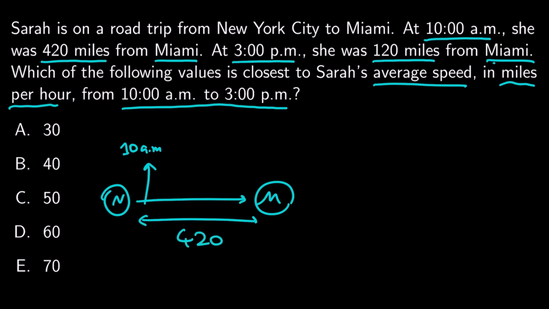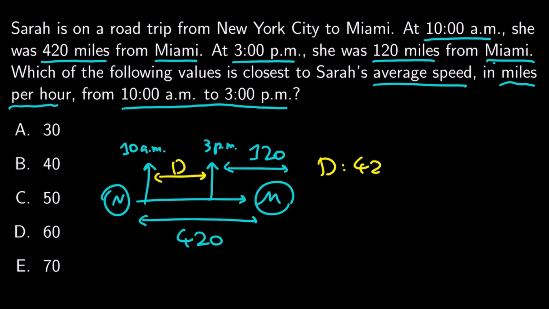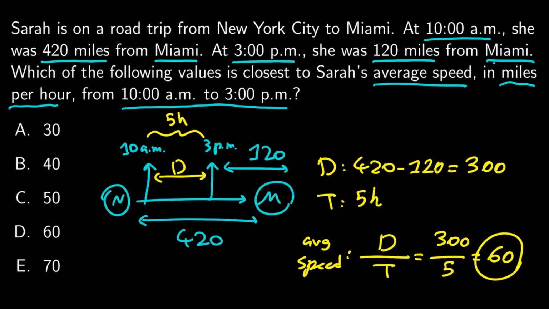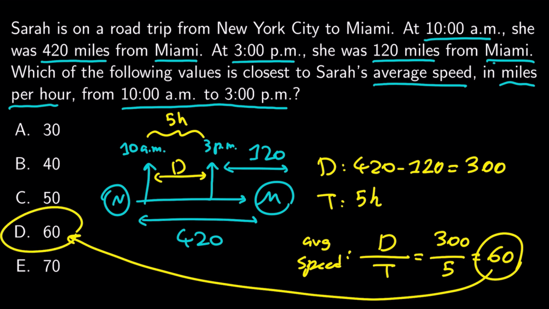at 10 a.m., she was 420 miles away from Miami. At 3 p.m., she was 120 miles away from Miami. The distance traveled would be 420 minus 120, which gives us 300. The time traveled is obviously 5 hours. Average speed would be distance divided by time, which is 300 divided by 5, gives us 60, and that's it. The answer is D. Great.